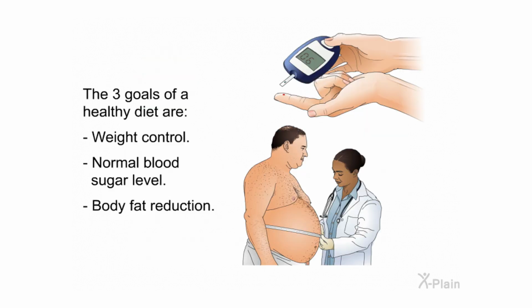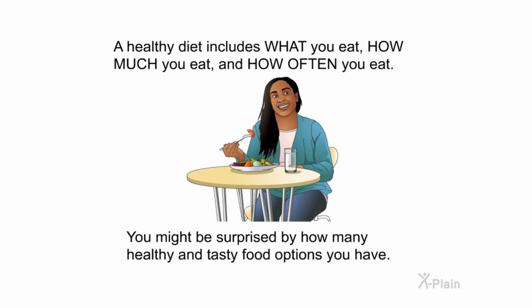The three goals of a healthy diet are weight control, normal blood sugar level, body fat reduction. A healthy diet includes what you eat, how much you eat, and how often you eat. You might be surprised by how many healthy and tasty food options you have.